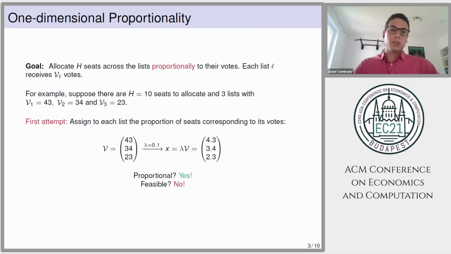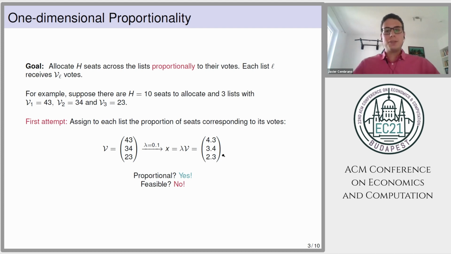Well, a natural first approach, known in the literature as the fair share, is to just assign each list the proportion of seats corresponding to its proportion of votes. So in our case, we have got 100 votes and 10 seats to allocate. So one could just say, okay, let's multiply the votes obtained by each list by a lambda equal to 0.1. So list 1 should get 4.3 seats, list 2 should get 3.4 seats, and list 3, 2.3 seats. That's proportional and sums up to 10, so we're done.